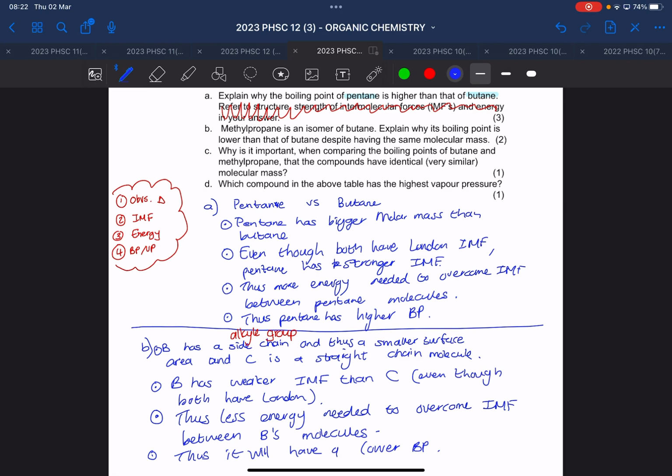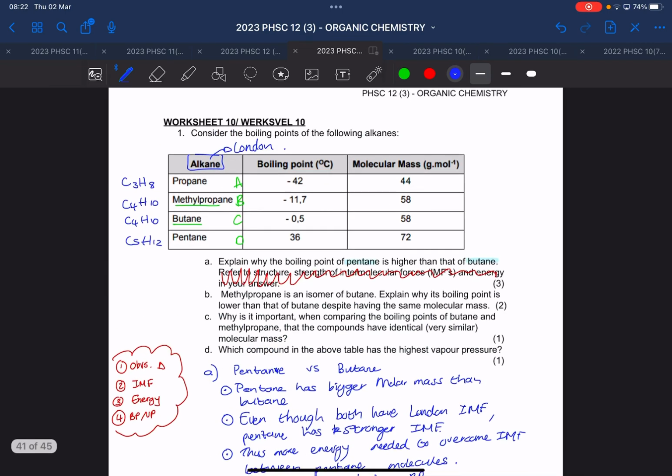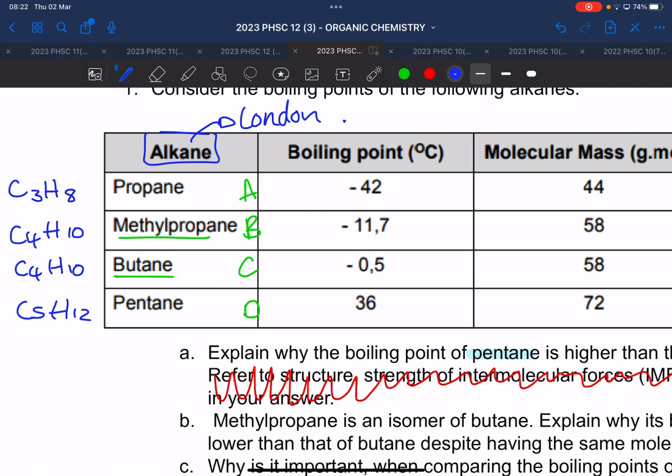Okay, I see they ask, why is it important when comparing the boiling points of butane and methylpropane that the compounds have identical or very similar molar mass, princess? Okay, so I'm going to go up. So when we compare these two, why do they need to have the same or very similar molar mass? My clue to you is, we want to see who is the fastest in the school.